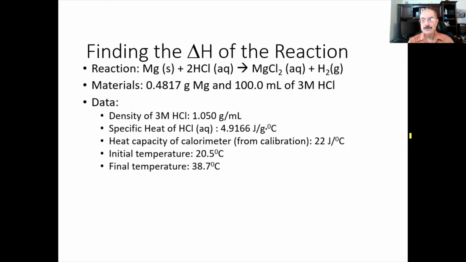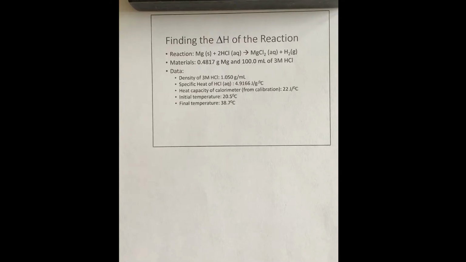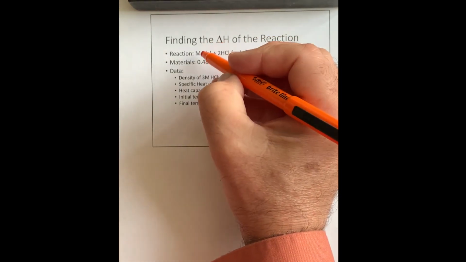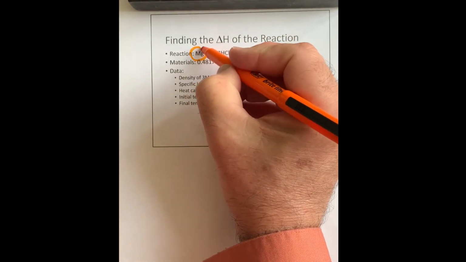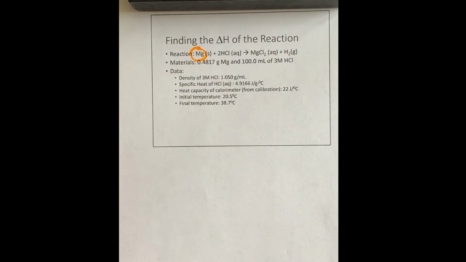So let's go to our document camera here, and let's work through the calculations using this data. Let's walk through this sample set of calculations. Notice that we are using a reaction with magnesium. Now you're not going to receive magnesium or magnesium oxide in your data. This is not one of your candidates. But we're going to use this as a sample.